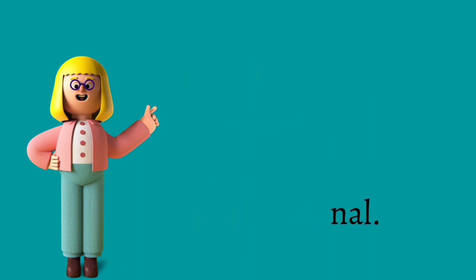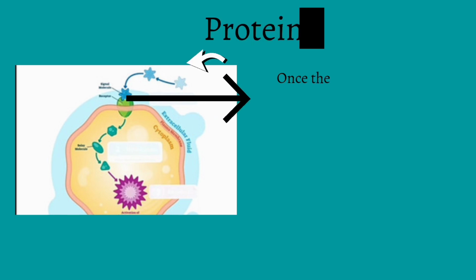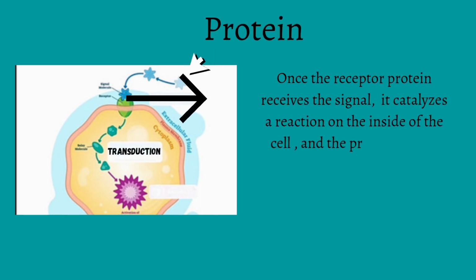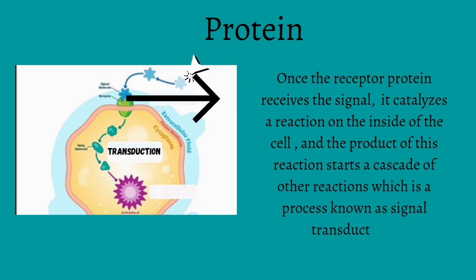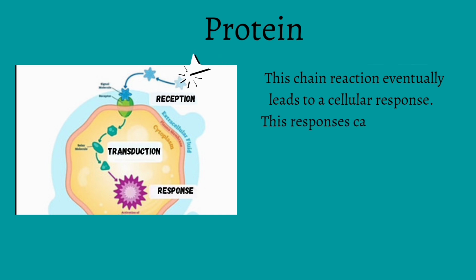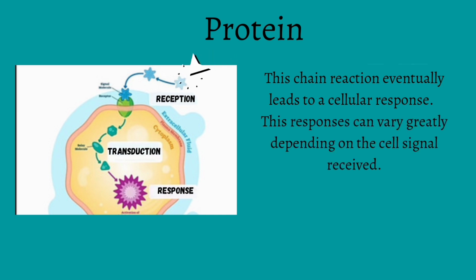Once the receptor protein receives the signal, it catalyzes a reaction on the inside of the cell, and the product of this reaction starts a cascade of other reactions, which is a process known as signal transduction. This chain reaction eventually leads to a cellular response. These responses can vary greatly depending on the cell signal received.